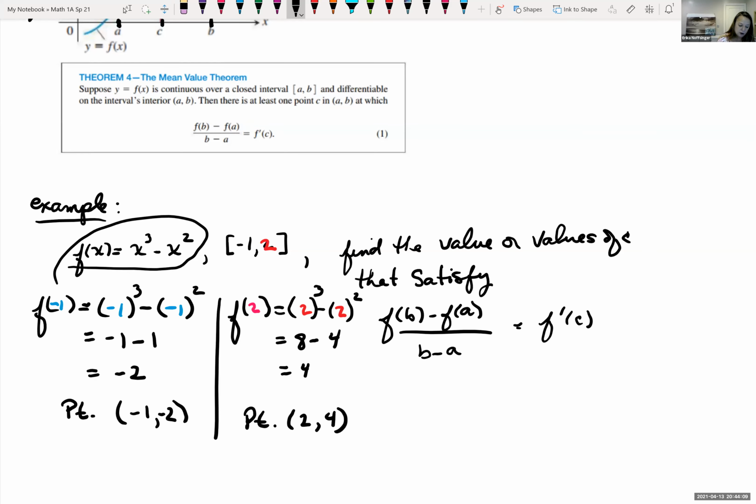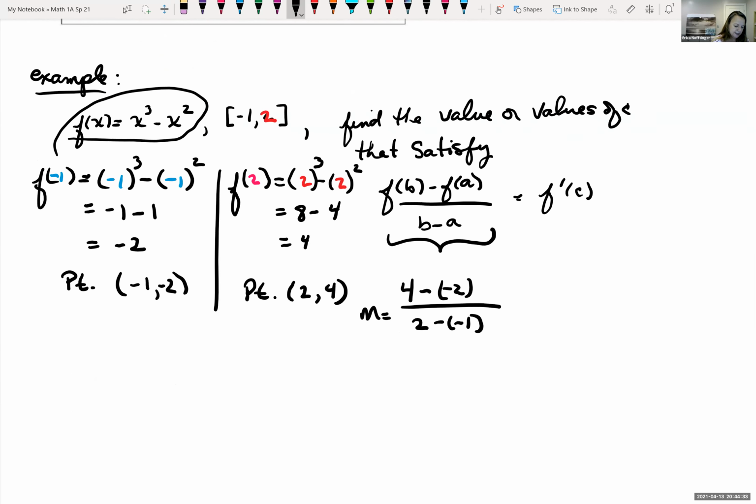So I want to find the slope between these 2 points. Looking at the change in y, so 4 minus -2 all over 2 minus -1. So let's simplify this down. 4 minus -2, 4 plus 2 is 6, all over 2 minus -1, 2 plus 1, which is 3. So we have a slope of 2.